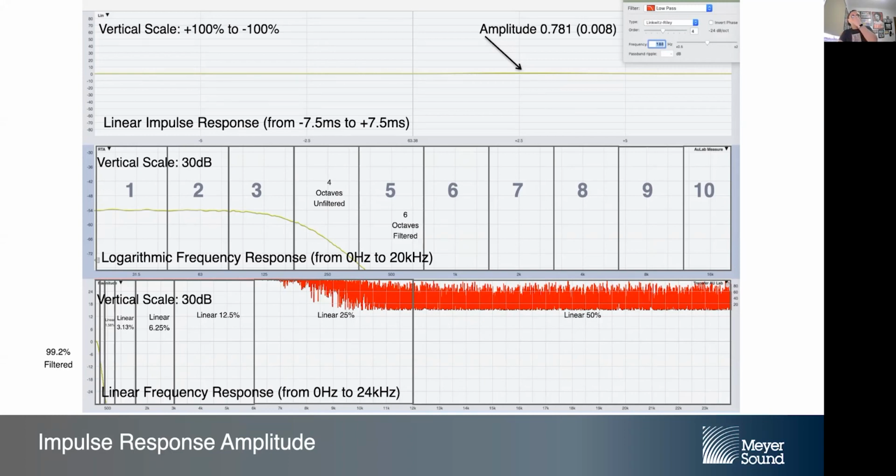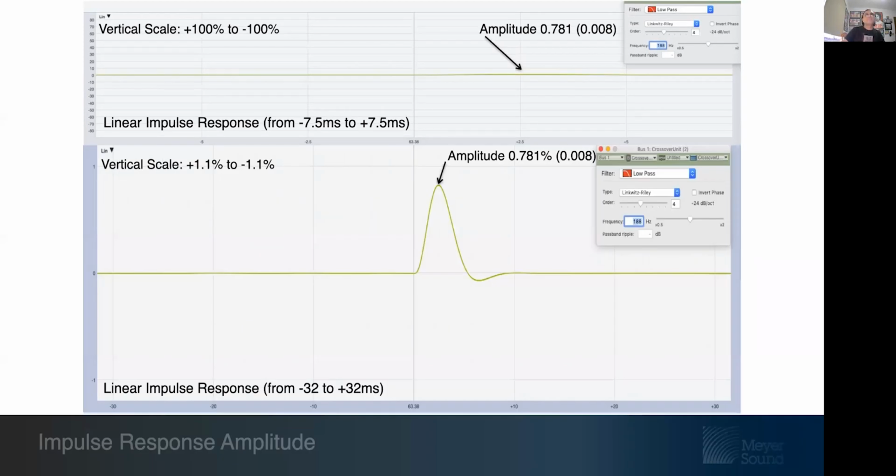So again, zooming in on the input response, we can see that with a time range of plus minus 32 milliseconds we can see the impulse, and we have a vertical range of plus minus 1.1% of amplitude. So the information is still there. But if we are not doing vertical zooming and horizontal zooming, it will be basically impossible to learn where is the peak of the amplitude of the input response.